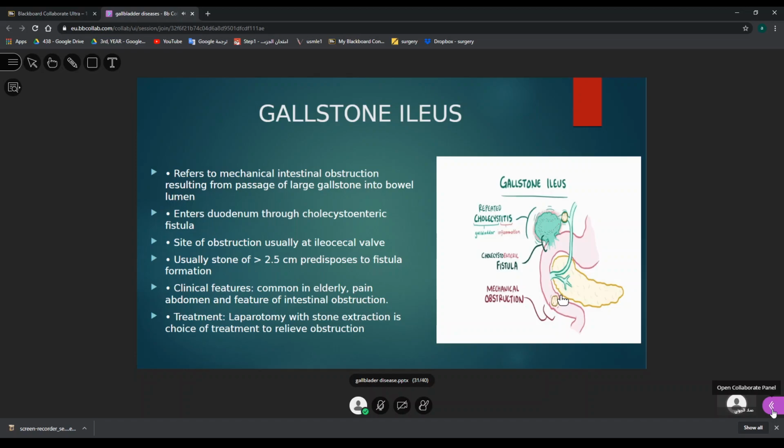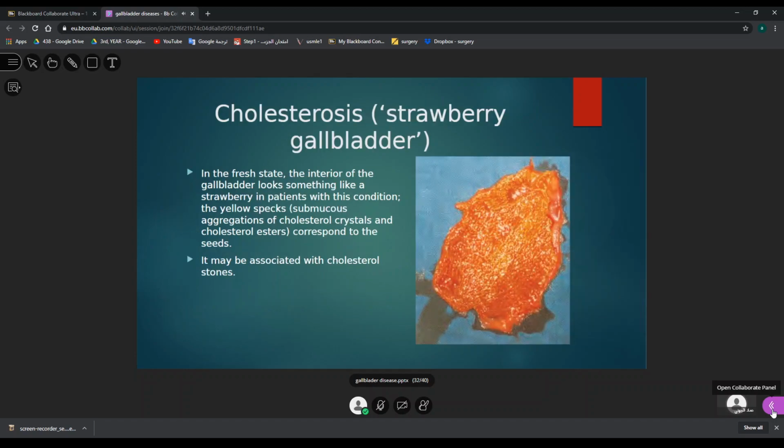Cholesterolosis, which is a strawberry gallbladder state. The interior of the gallbladder looks something like a strawberry in patients with this condition. The yellow specks are submucous aggregations of cholesterol crystals and cholesterol esters, corresponding to the seeds. So it just looks like a strawberry appearance. It's associated with cholesterol stones most of the time.